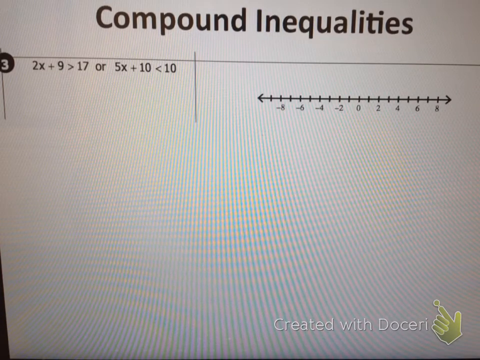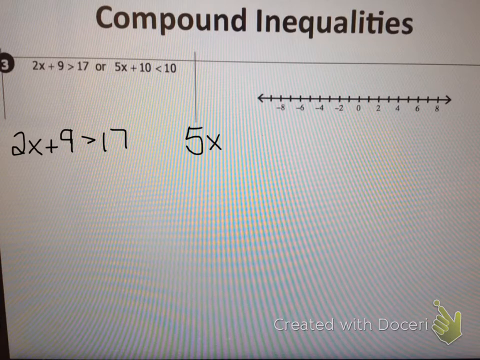And that would be our answer to problem number 1. I'm going to skip down to problem number 3, just to kind of get some variety in here. Eventually I'll have you go back and do the other ones. But problem number 3, again, we have two inequalities we have to solve. The first one is 2x plus 9 is greater than 17. The other is 5x plus 10 is less than 10.